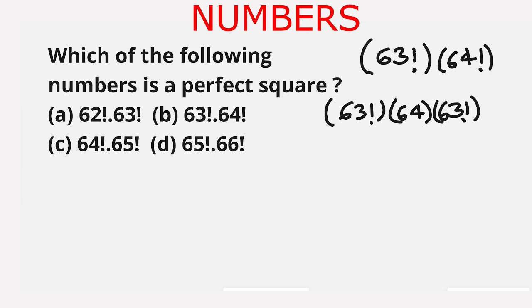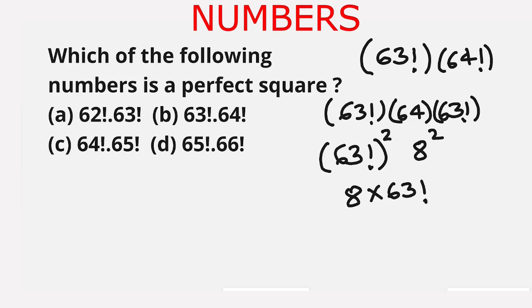64 factorial can be written as 64 into 63 factorial. Now 63 factorial multiplied by 63 factorial becomes 63 factorial square, and 64 can be written as 8 square. So the complete number is 8 multiplied by 63 factorial, whole square. So this number is a perfect square.